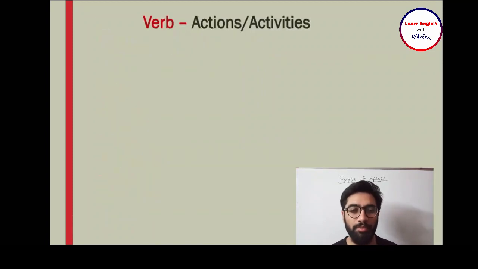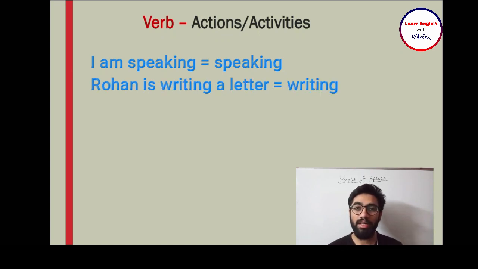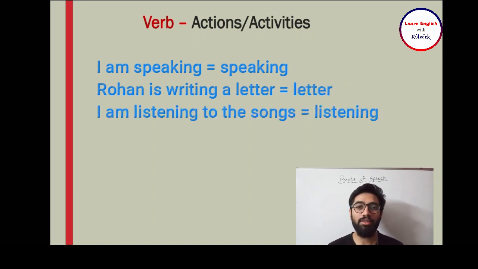The first comes verb. The verb is a word which talks about all the present activities and actions in a sentence. If I give an example, when I say that I'm speaking, for me the activity is to speak, hence speaking becomes a verb in this sentence. If I say that Rohan is writing a letter, the activity which Rohan is doing is to write. So in that sentence the verb is writing. If I say that I'm listening to the songs, the action which I'm performing is to listen to the songs, hence the verb is listening.